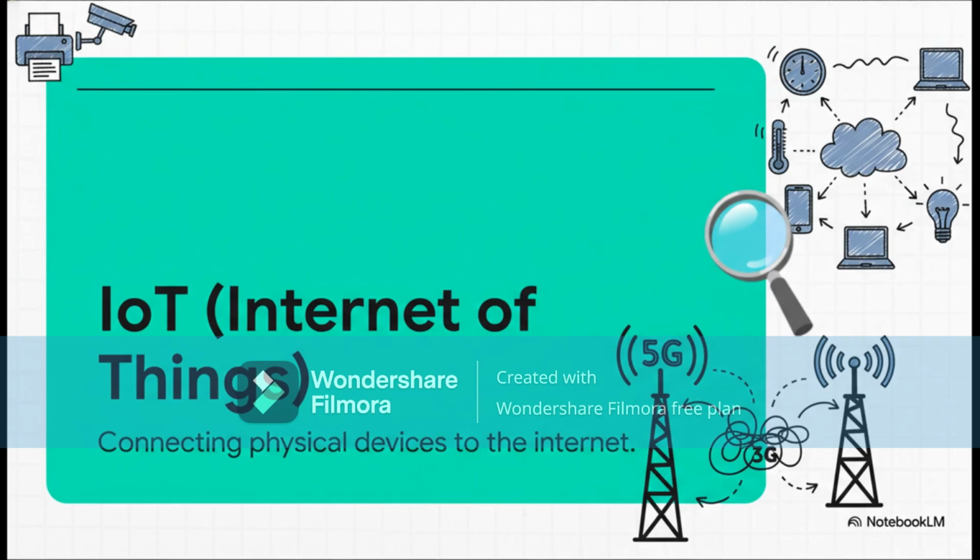And that third superpower, connecting lots of devices, is so important for something called the IoT, or the Internet of Things. IoT is all about connecting regular physical devices, like security cameras or office printers, to the internet. An old 3G network would just crash if you tried to do that. But 5G is built to handle it all, which makes an office totally future-proof.